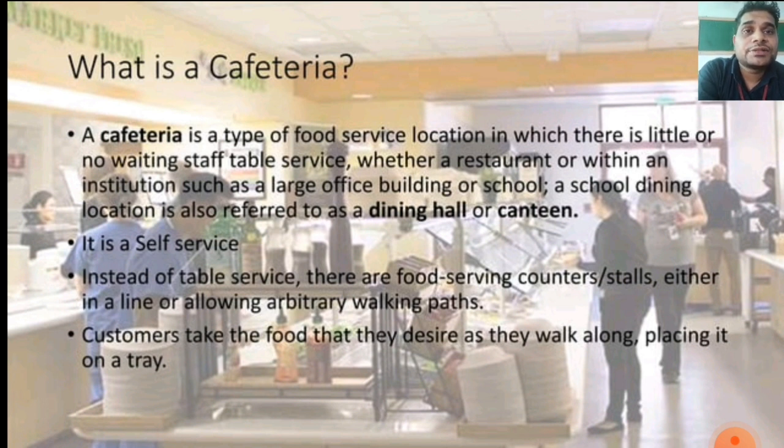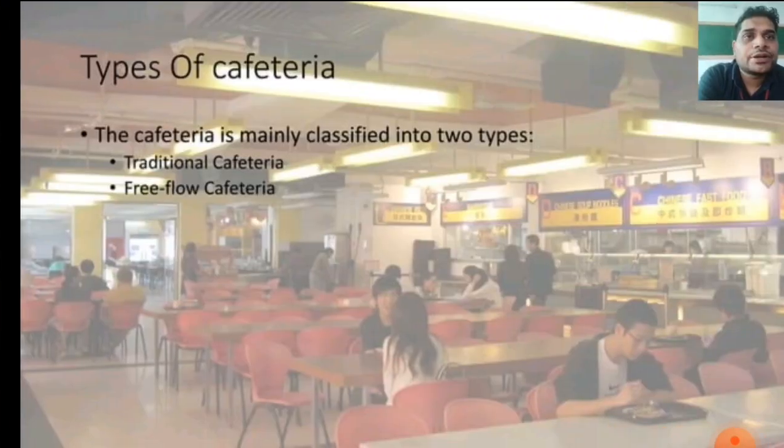It is self-service. Basically, we find that in a cafeteria there is self-service. Guests help themselves to serve or take the food. Instead of table service, there are food serving counters or stalls, either in a line or allowing arbitrary walking paths. The customer takes the food that they desire as they walk along, placing it on a tray.